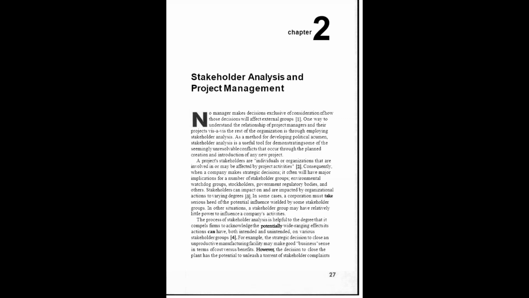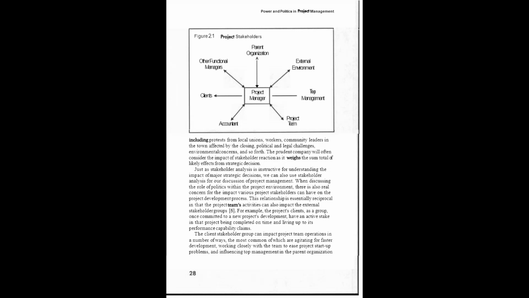The process of stakeholder analysis is helpful to the degree that it compels firms to acknowledge the potentially wide-ranging effects its actions can have, both intended and unintended, on various stakeholder groups. For example, the strategic decision to close an unproductive manufacturing facility may make good business sense in terms of cost versus benefit. However, the decision to close the plant has the potential to unleash a torrent of stakeholder complaints, including protests from local unions, workers, community leaders in the town affected by the closing, political and legal challenges, environmental concerns, and so forth. The prudent company will often consider the impact of stakeholder reaction as it weighs the sum total of likely effects from strategic decisions.